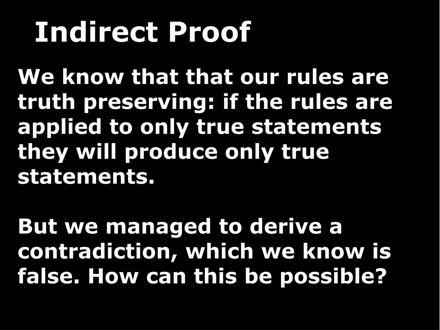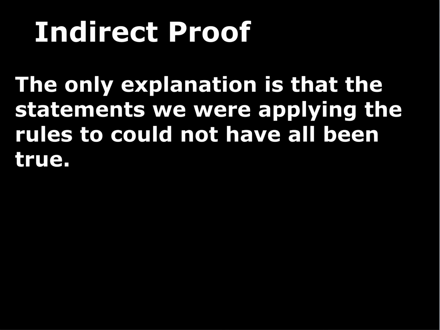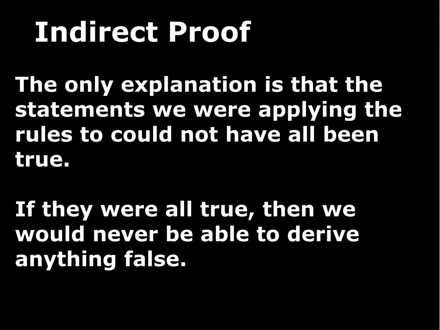Okay? But suppose you manage to derive a contradiction. We know contradictions are false. How on earth could you derive a contradiction using truth-preserving rules? Okay? The only explanation is that the statements we were using the rules on couldn't have all been true. Okay? Because by the definition of truth preservation, if they were all true, if all of the things we were applying the rules to, if all of those statements were all true, we could never derive a contradiction. So they couldn't have all been true. Something that we were applying the rules to had to be false.